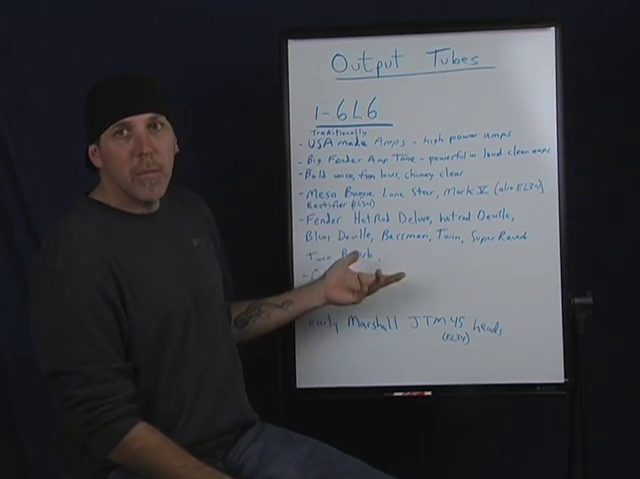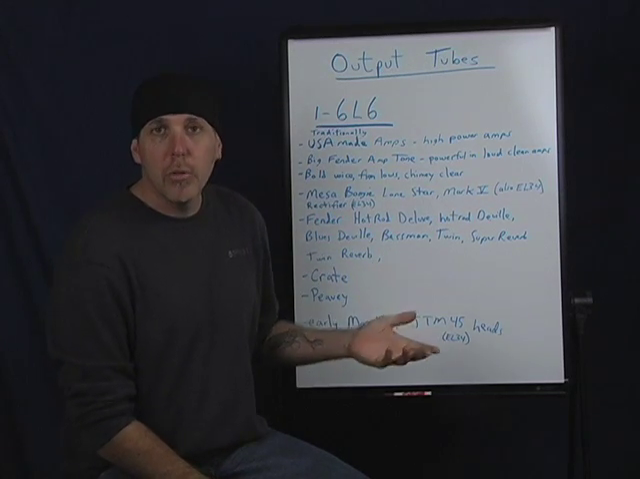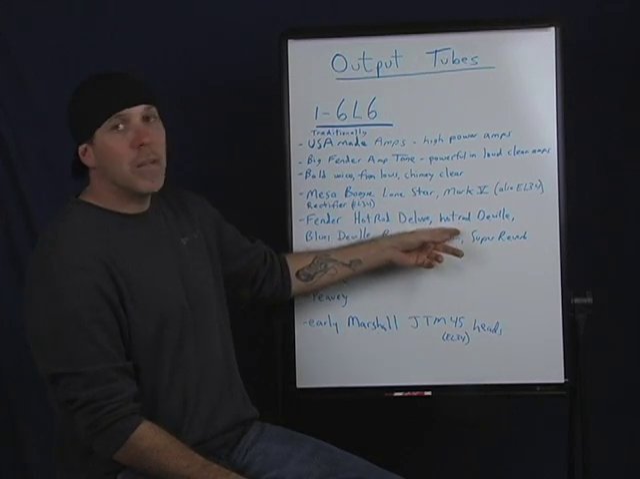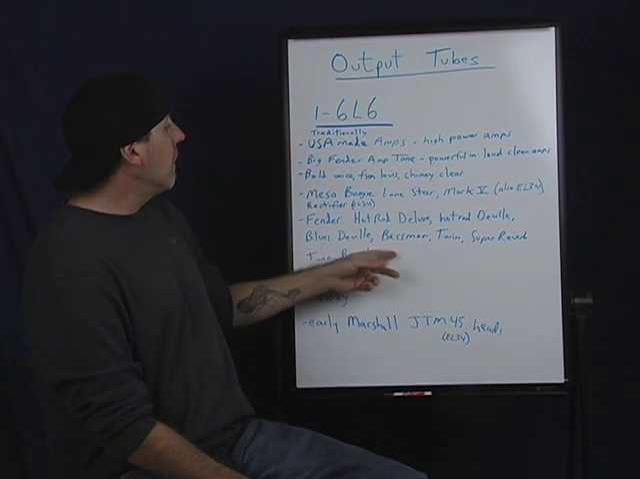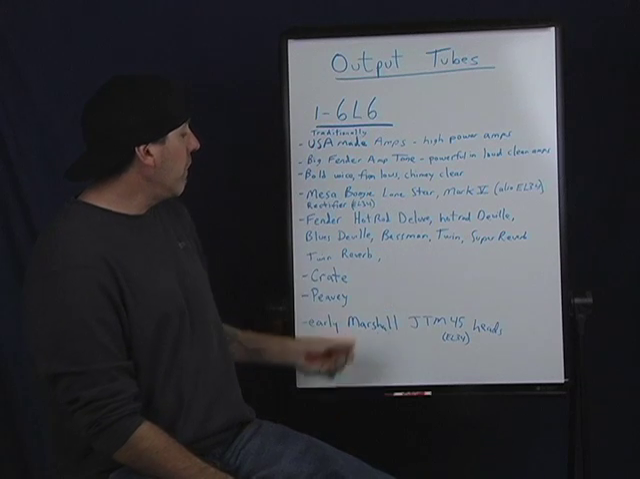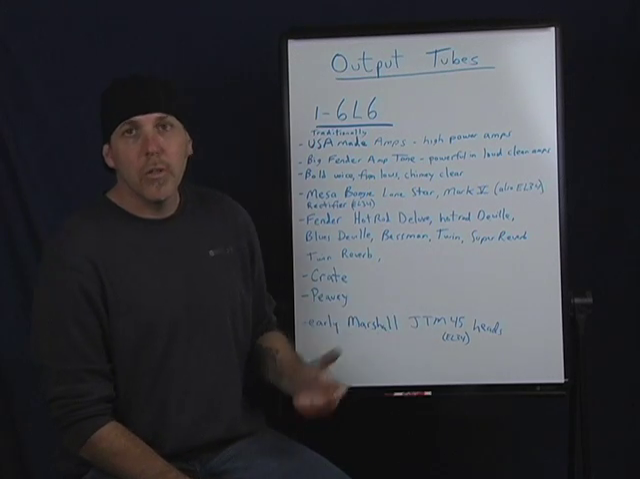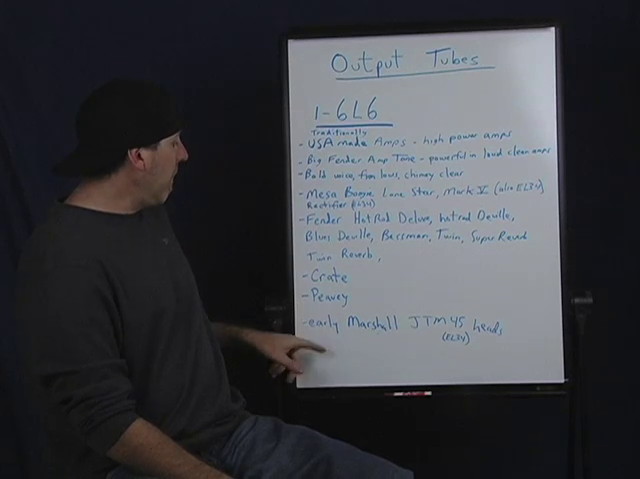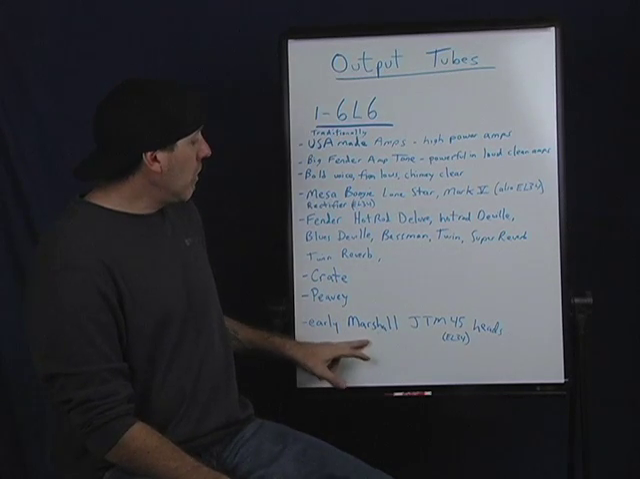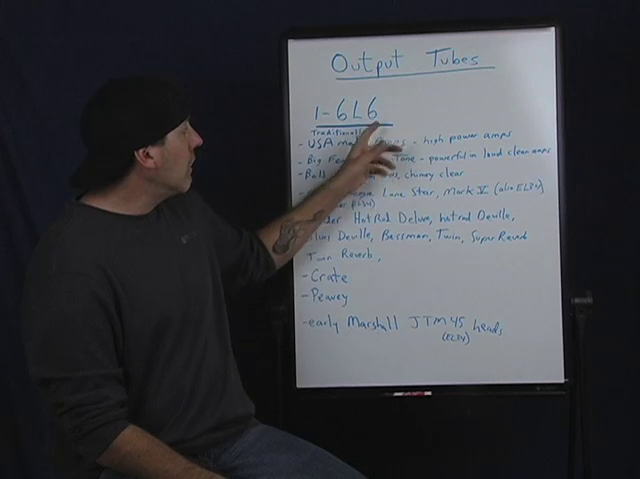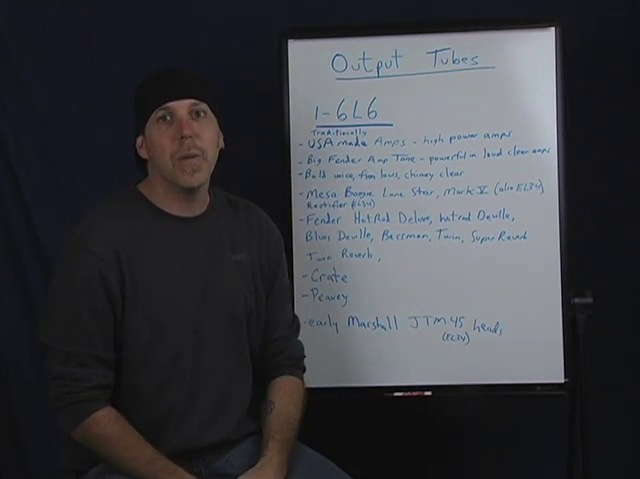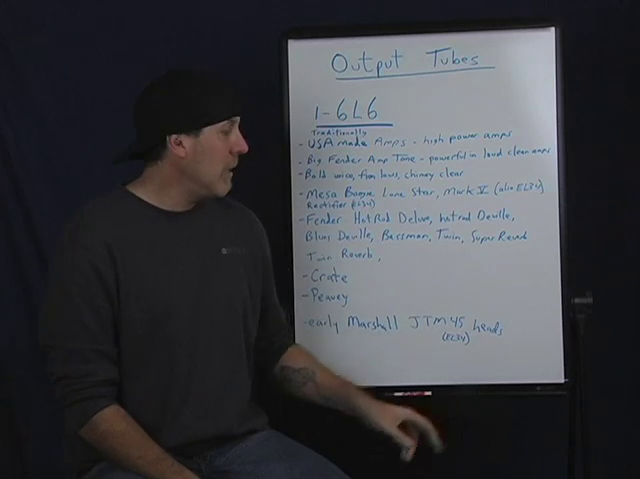Some of today's amps by Fender that use the 6L6s would be the Hot Rod Deluxe, Hot Rod DeVille, Blues DeVille, the Bassman, the Twin, Super Reverb, Twin Reverb, all using these 6L6s. Amps by the manufacturers Crate, Peavey, and even the early Marshall JTM 45 heads use the 6L6s, although Marshalls are really known for the EL34s, and we'll talk more about that when we get to the EL34 tubes.